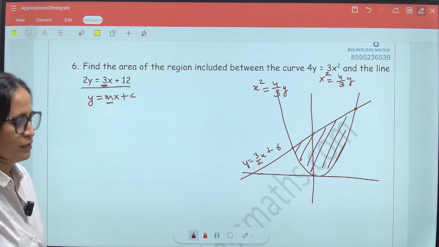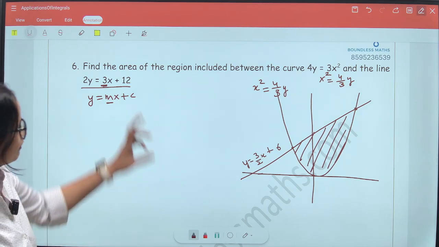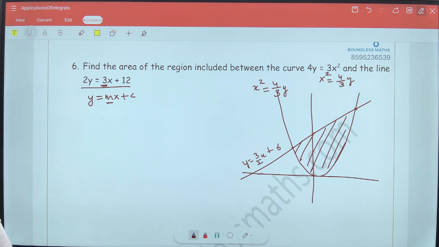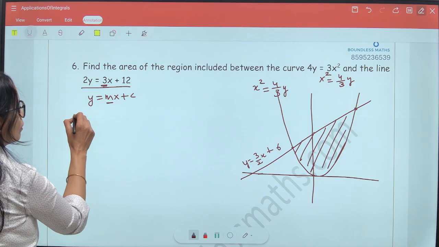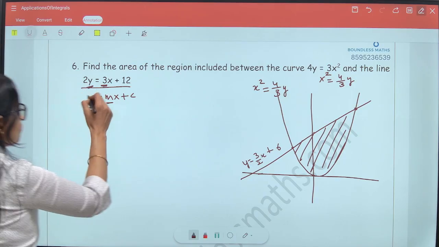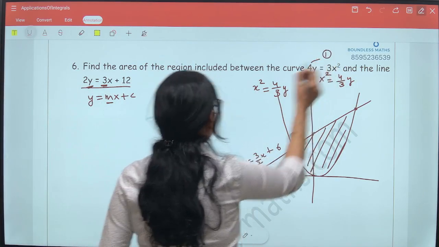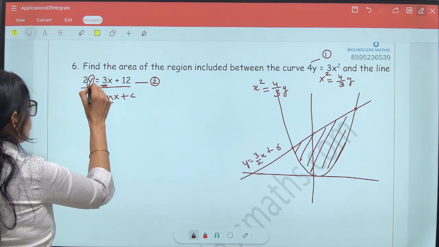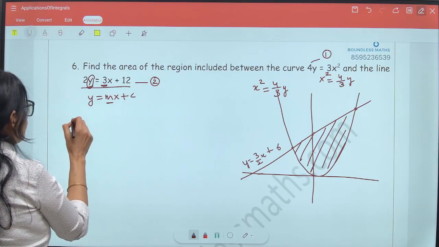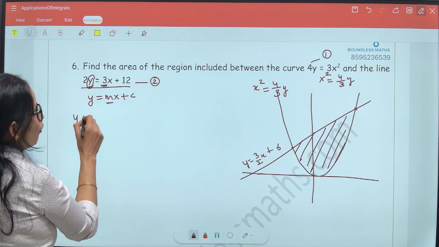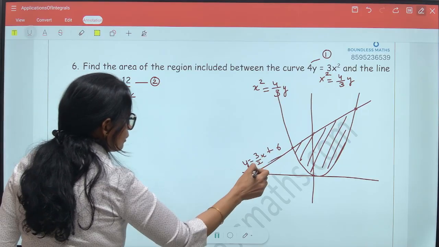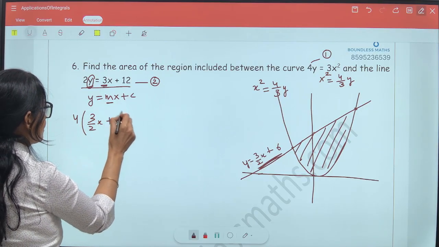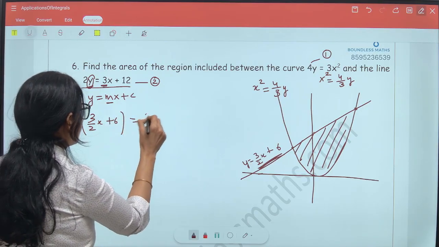Now we need to find their points of intersection by solving both the equations algebraically. So let's do that. Let me substitute this y from here. This is equation number 1 and this is equation number 2. So from 2, let me substitute y into equation number 1. So it will be what? 4 times, I have written it here already, 3 by 2x plus 6 equals 3x square.